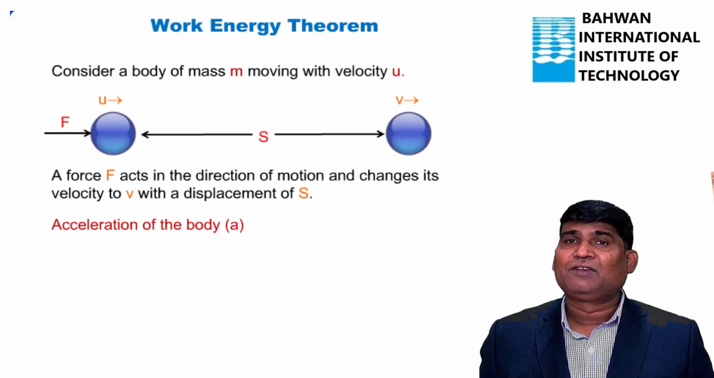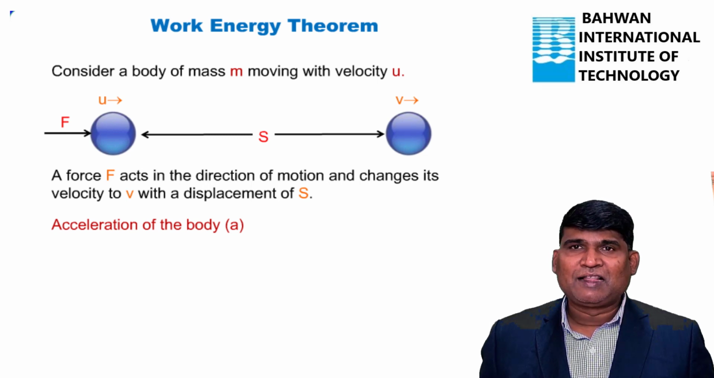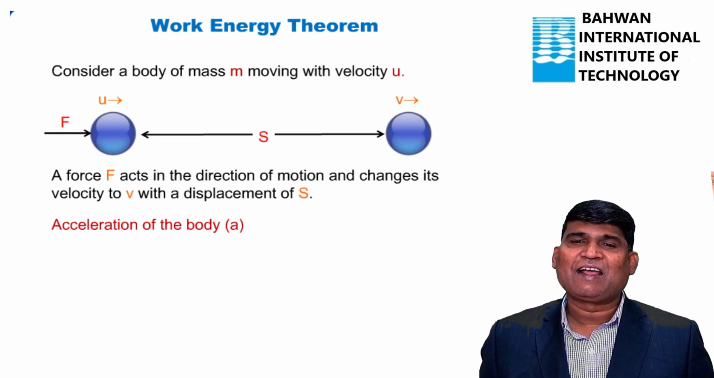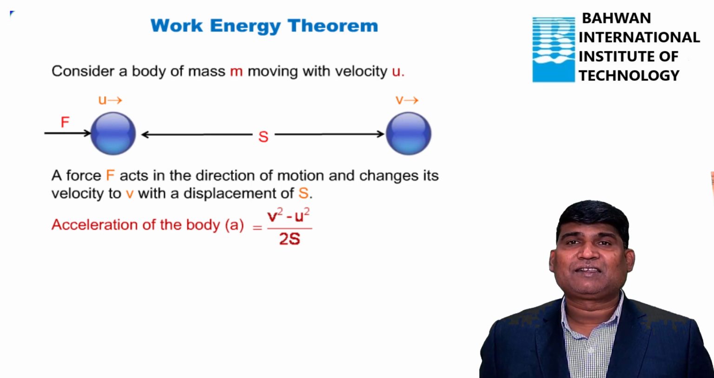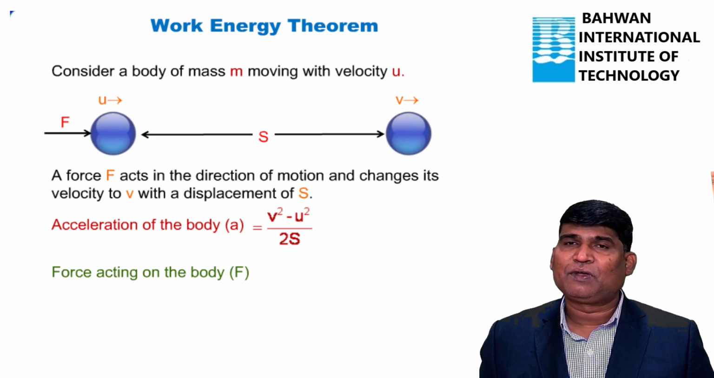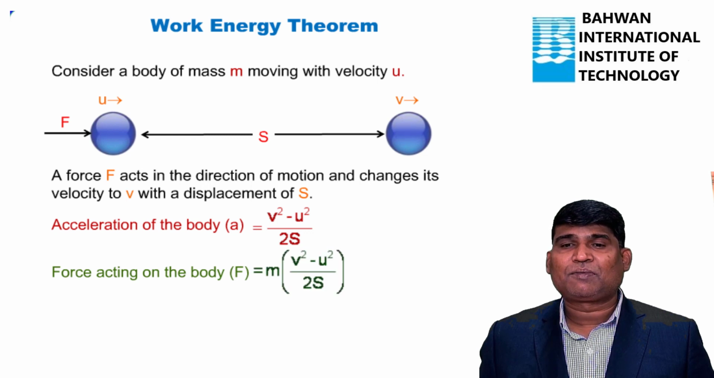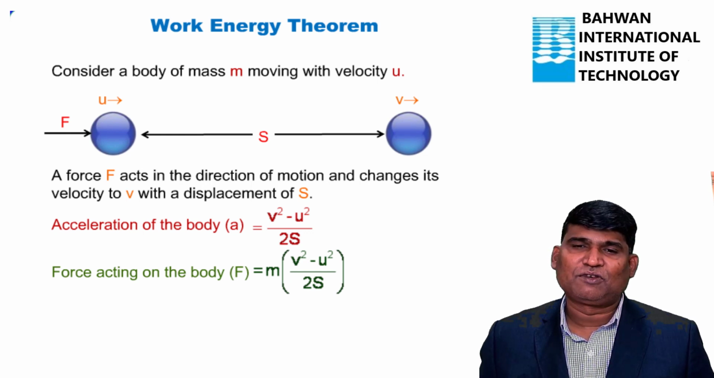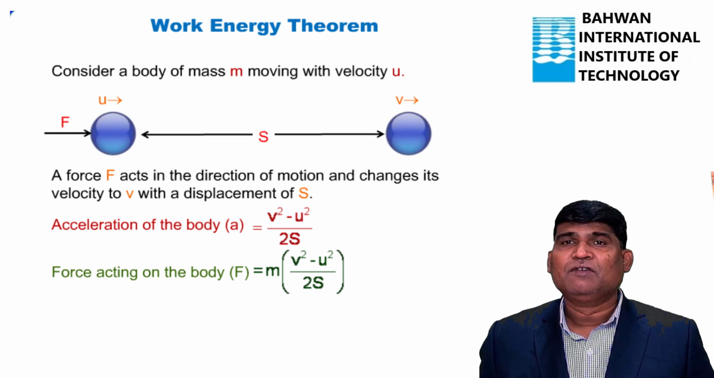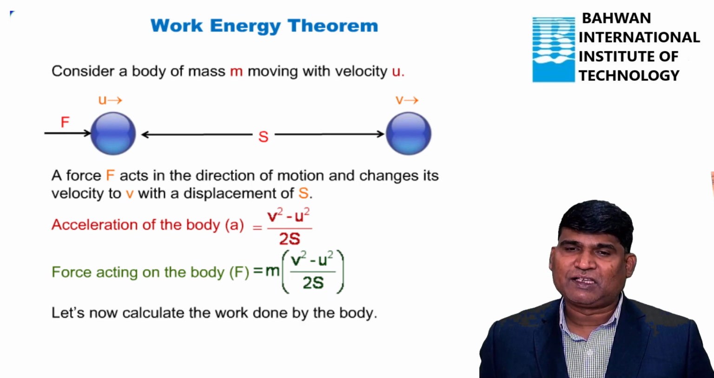Now in this, we say the body got acceleration. Let the acceleration of the body be a, right? Now we can write, we know the third equation of motion, v square minus u square is equal to 2as. From this, what is a? a is equal to (v square minus u square) by 2s, right? And Newton's second law says force is the product of mass and acceleration, that is F is equal to ma. In the place of a, I am substituting from the third equation of motion. Then force will become m into (v square minus u square) by 2s.